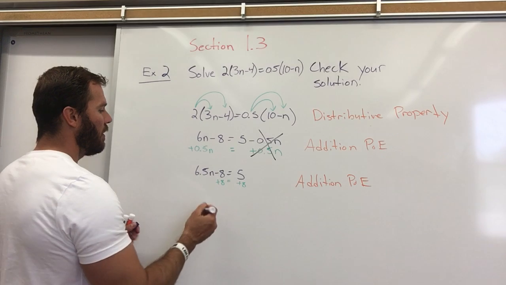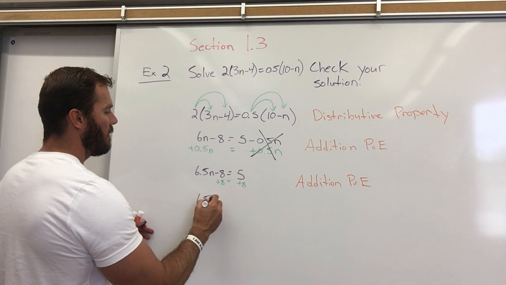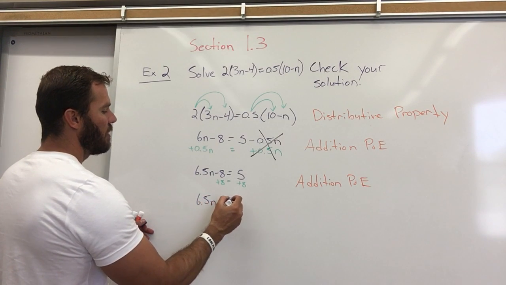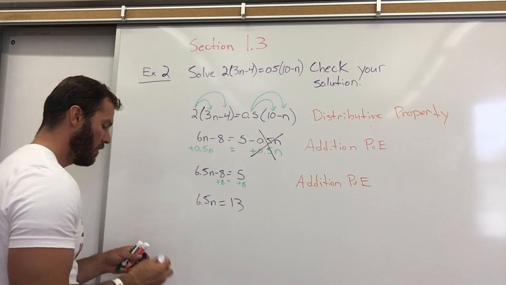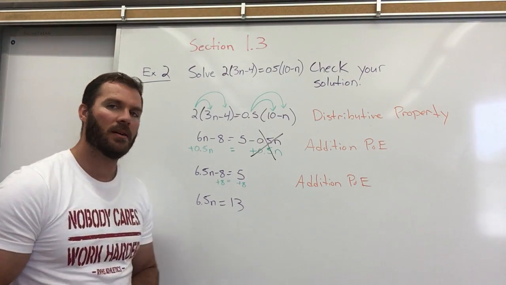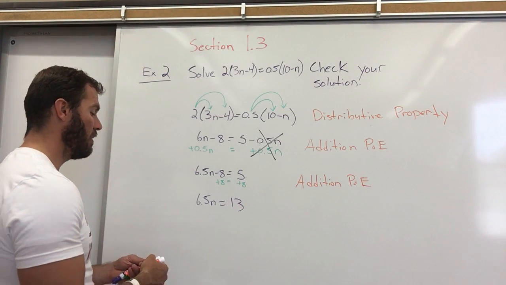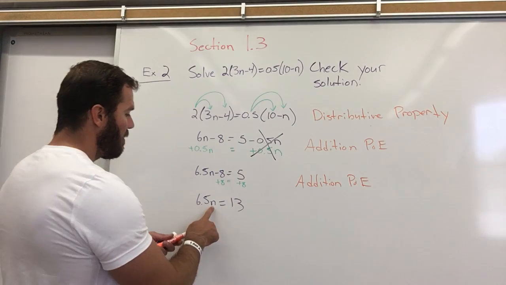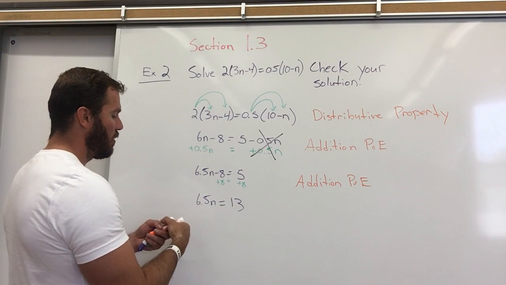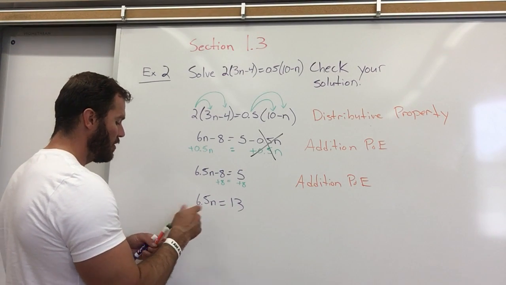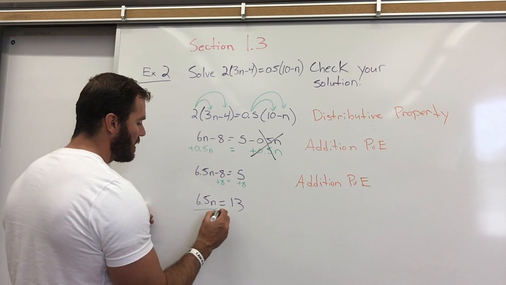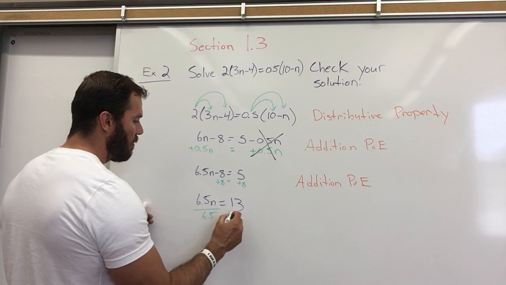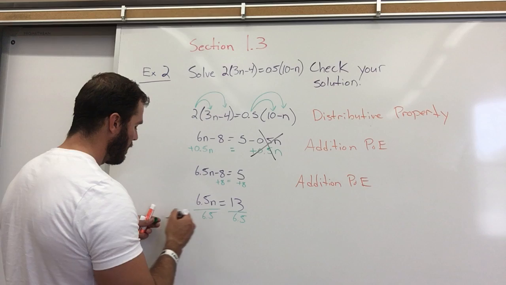And now we're left with 6.5n equals 13. Okay, how do I divide with a decimal? Or why am I dividing? Let me explain that first. To get n by itself, we must divide by 6.5 because this is the same as multiplication. To cancel out that 6.5, we'll divide both sides by 6.5.